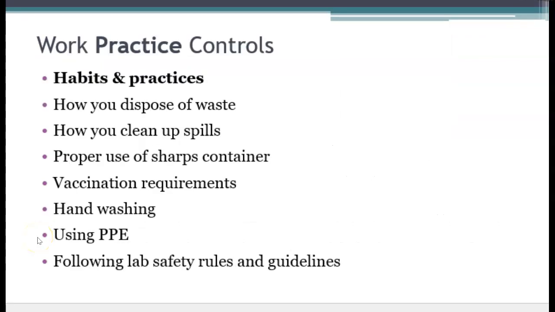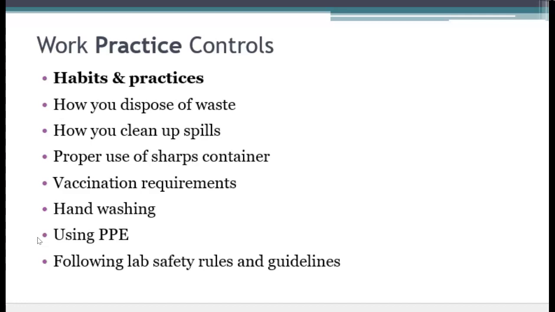What we need to talk about next is work practice controls. We talked about in part one about engineering controls, and those are things that we put into place, like physical things that we put into place to help protect us. But work practice controls are things that we do to help prevent the spread of disease, or habits that we implement. So these are things like, how do we dispose of our waste? How do we clean up spills? The proper use of sharps containers.